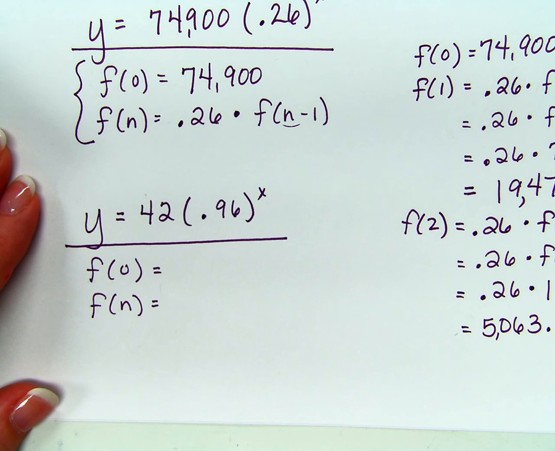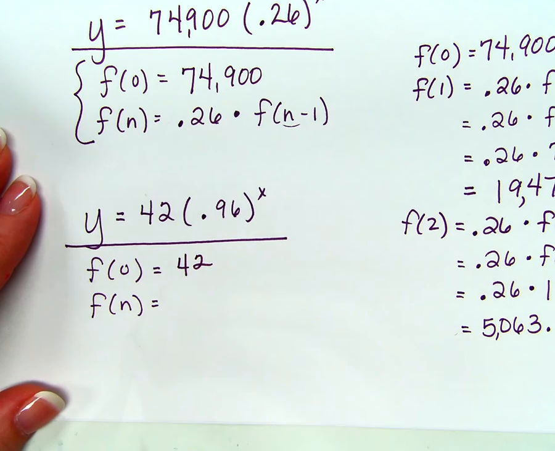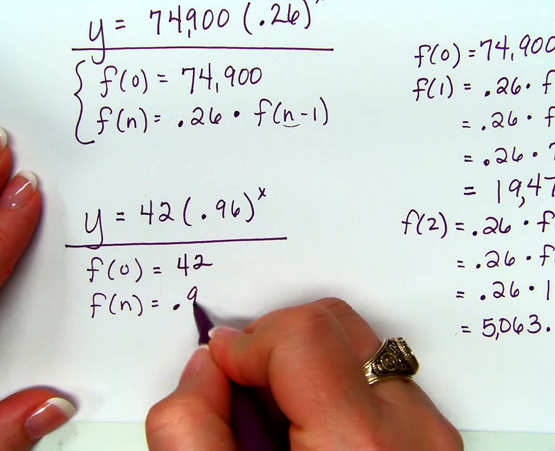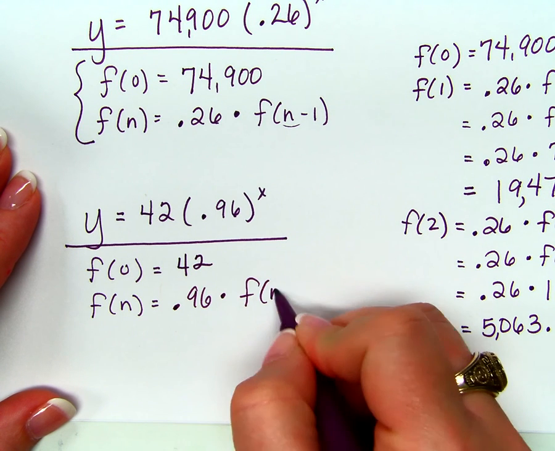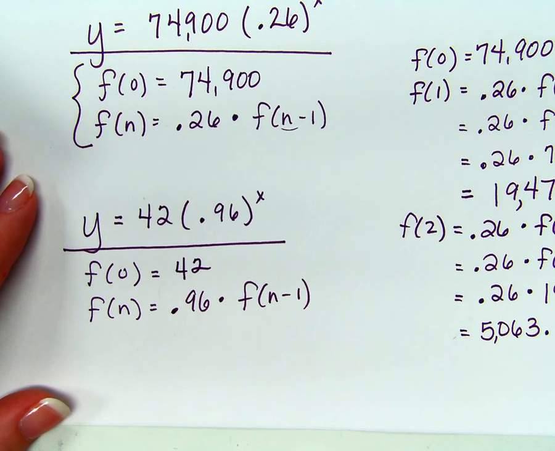Okay, altogether, what is f of 0? 42. Altogether, what is f of n? 0.96 times f of n minus 1. Done. Got it? Any questions?